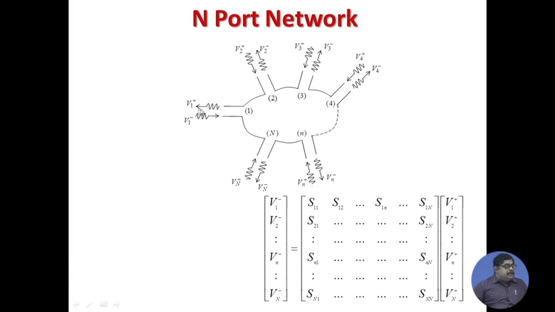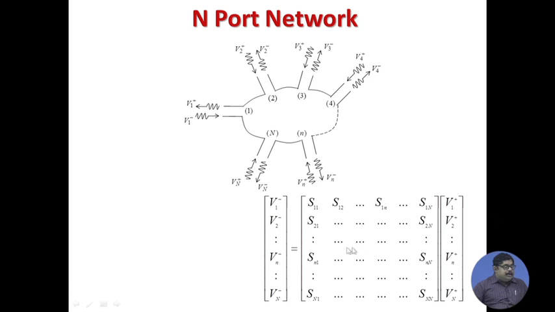So, what is V1 minus, what is getting reflected? Suppose this V1 plus is coming, now due to the impedance level seen here, some of this may directly come back. Also, whatever V2 plus is coming here, some of that can come here. So, that can also contribute to V1 minus. Something happening in port 3 can also come here. So, that is why Vn minus can be written as a linear combination of all other port incident voltage waves.